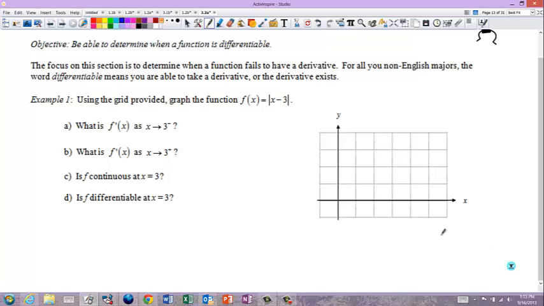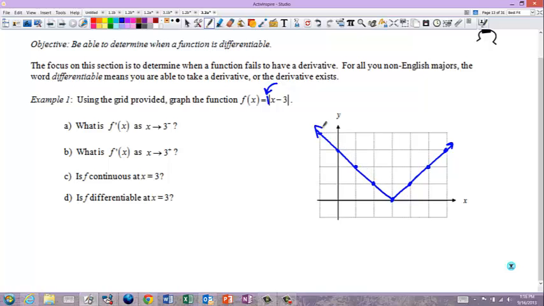It says, using the grid provided, graph the function f of x equals the absolute value of x minus 3. We should know that that is the absolute value graph shaped like a V, moved to the right 3. And the slope, if you recall from last year, is whatever number's in front. Well, that number is a 1, so we go up 1 over 1, up 1 over 1. So there's the right side. And then the other way, it's just a mirror image.